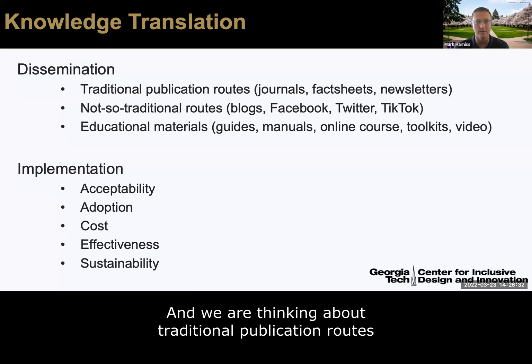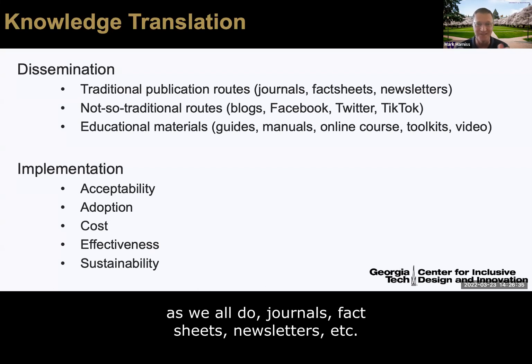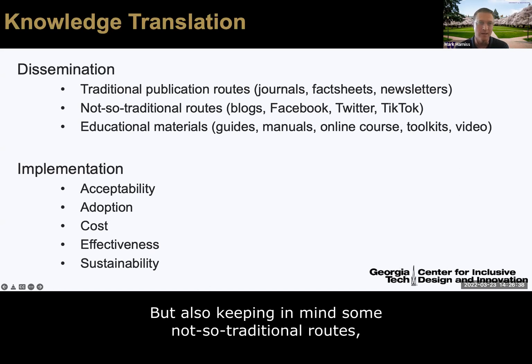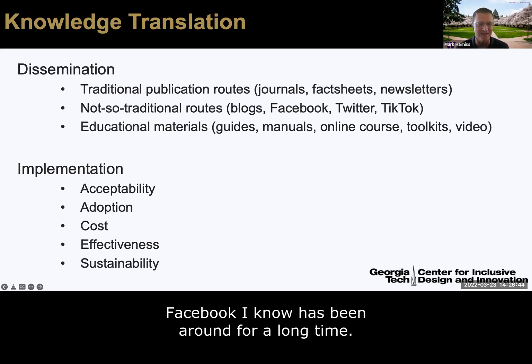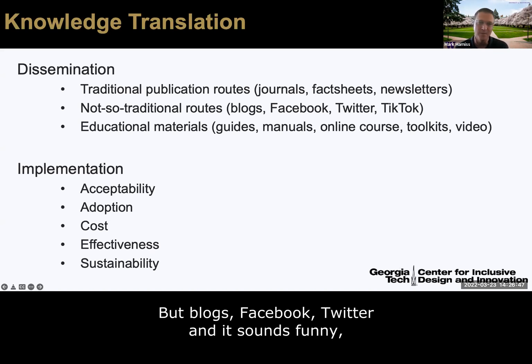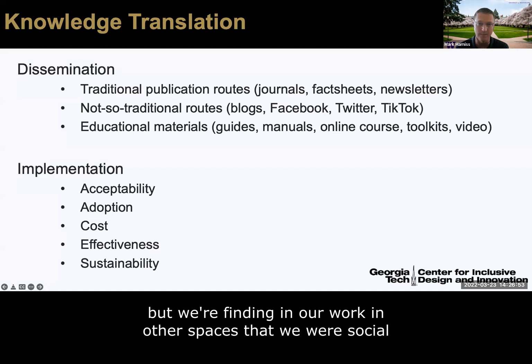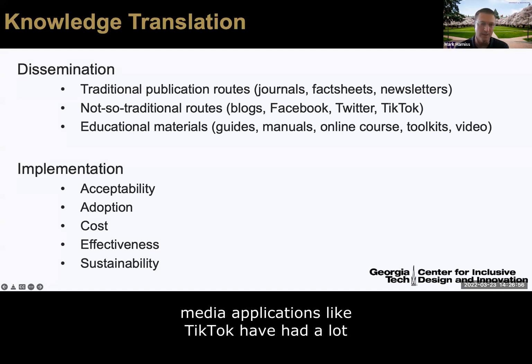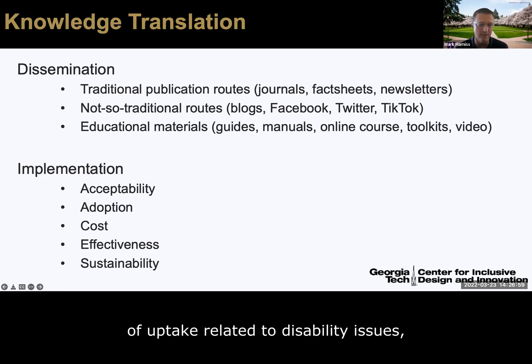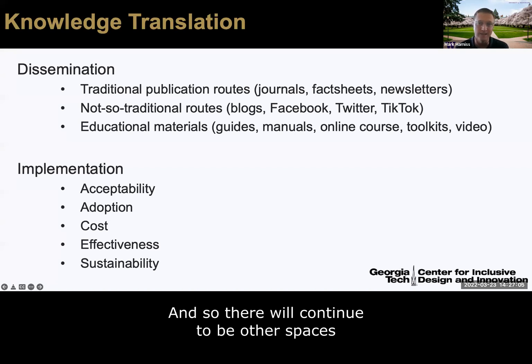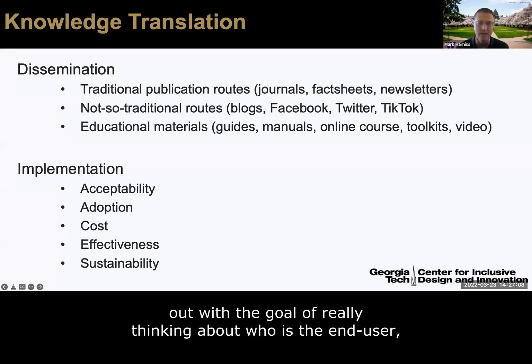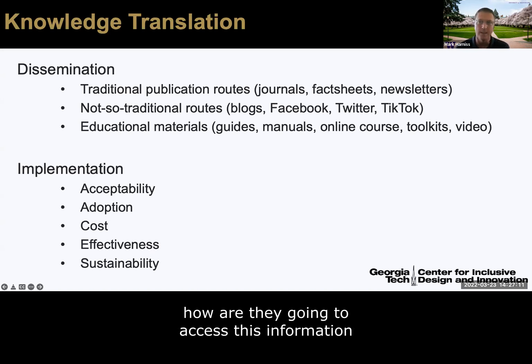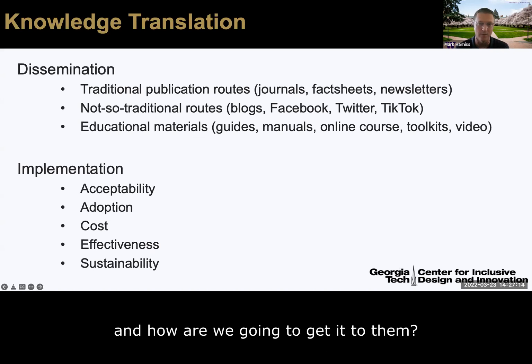And we are thinking about traditional publication routes, as we all do, journals, fact sheets, newsletters, etc. But also keeping in mind some not so traditional routes, although some of these are becoming traditional, like Facebook, I know has been around for a long time. But blogs, Facebook, Twitter, and it sounds funny, but we're finding in our work in other spaces that newer social media applications like TikTok have had a lot of uptake related to disability issues and focused on access. And so there will continue to be other spaces where we can try to get information out with the goal of really thinking about who is the end user, how are they going to access this information, and how are we going to get it to them.